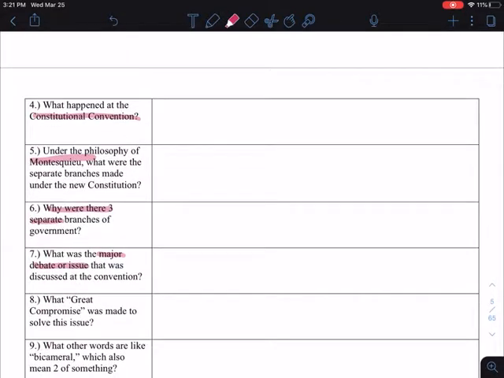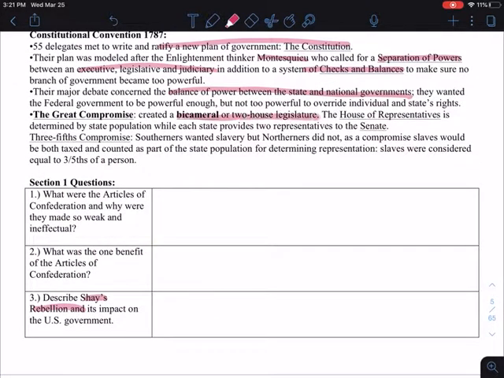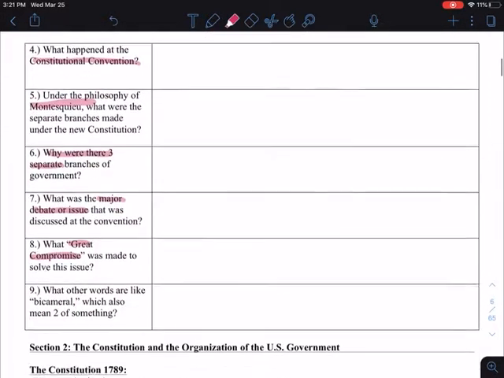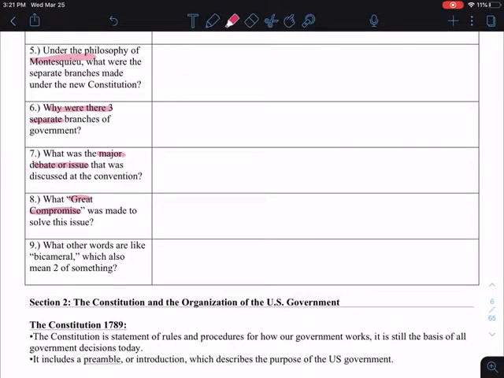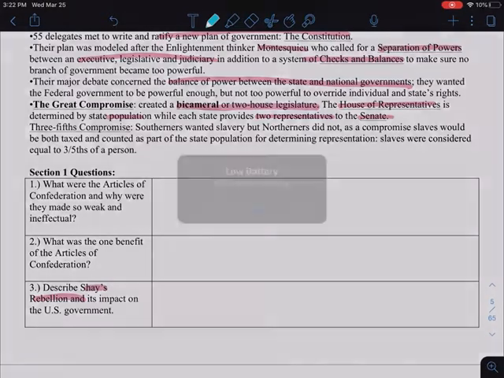Now we're looking at what was the Great Compromise. Great Compromise gave us that bicameral or two-house legislature. We get the House of Representatives and we get the Senate. We figure out that the House of Representatives is based on population, and then we are equally represented by 2 representatives in the Senate. All of that comes from the Great Compromise. What other words are like bicameral, which also mean 2 of something? We could go with bike. That's the best I got for you on that one. You come up with some more words for me and I'll take them.